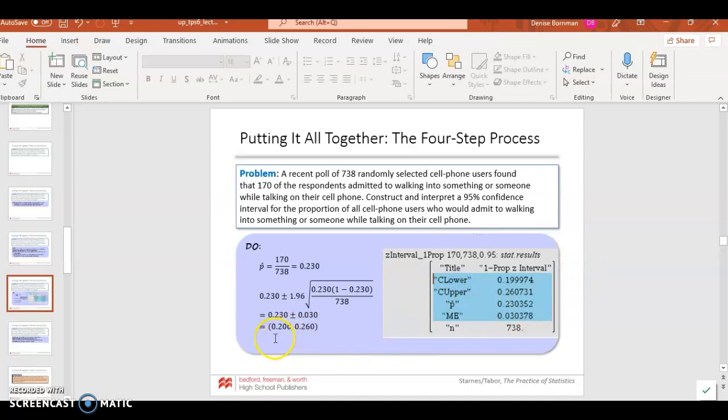So the interval here was 0.20. It actually ends up rounding to the same if you look at it closely. It depends how many places you use. This would be 0.261, so very close to the same. But you would report p hat, margin of error, and then obviously your interval.